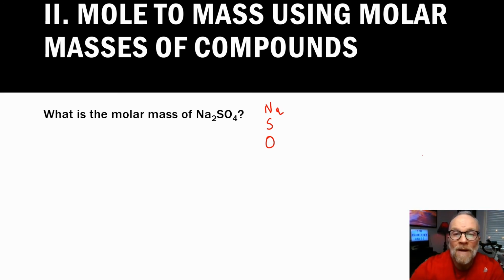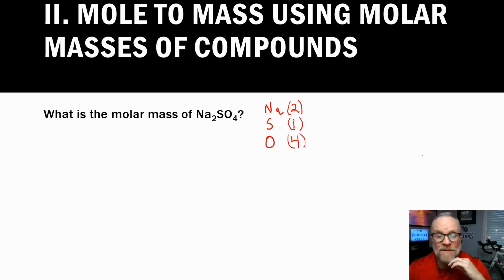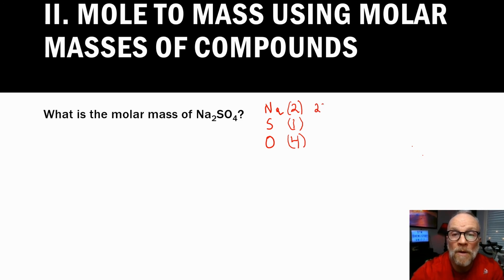And so we have 2 moles of sodium, 1 mole of sulfur, and 4 moles of oxygen. When I do my molar masses, I put my moles in parentheses, and then I look up the mass of 1 mole of each one of the elements. And sodium is 22.99, so we'll round that to 23.0 grams. Sulfur is 32.1. And we'll round oxygen to 16.